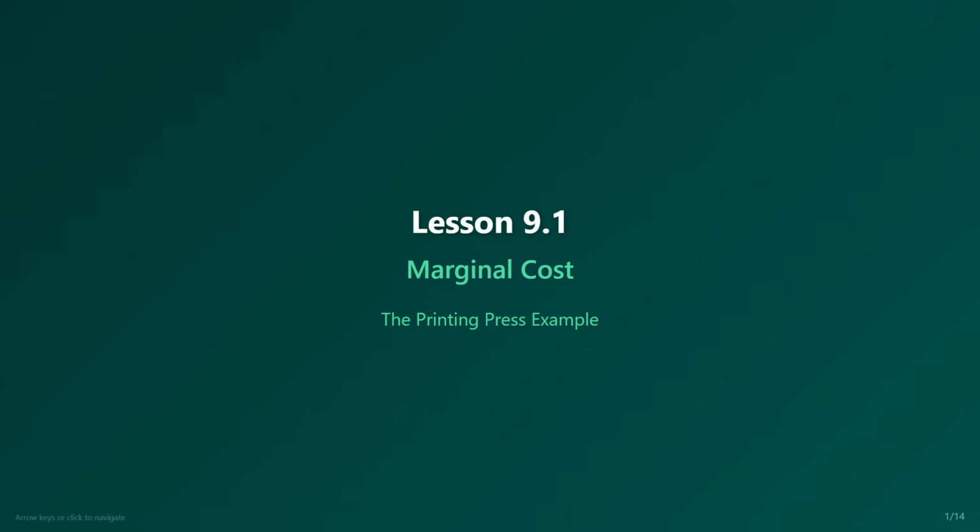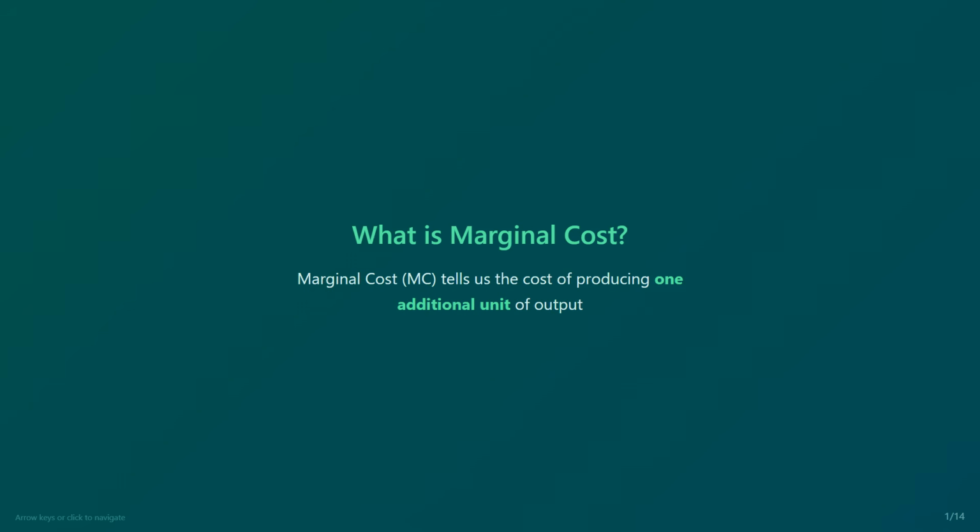Let's suppose we have an economy with a printing press. This press produces books, and we have a production function that describes how many books can be produced depending on the number of workers operating the machine. With one worker, the output is 1,000 books. 2 workers produce 2,200 books. 3 workers produce 3,000 books. This is the total output of books, known as the total product.